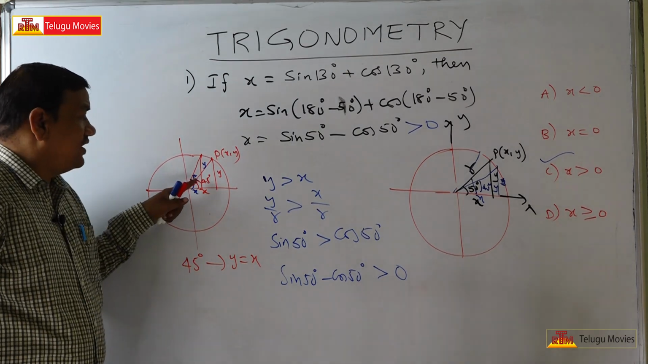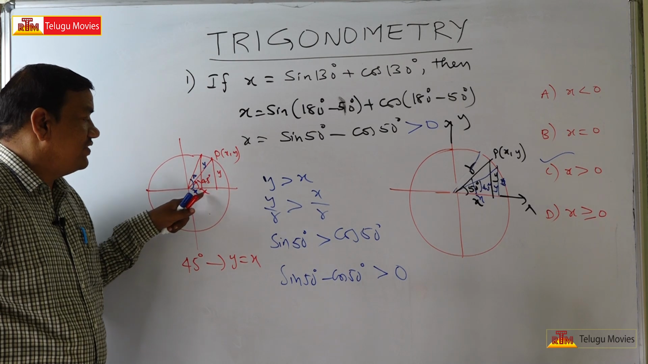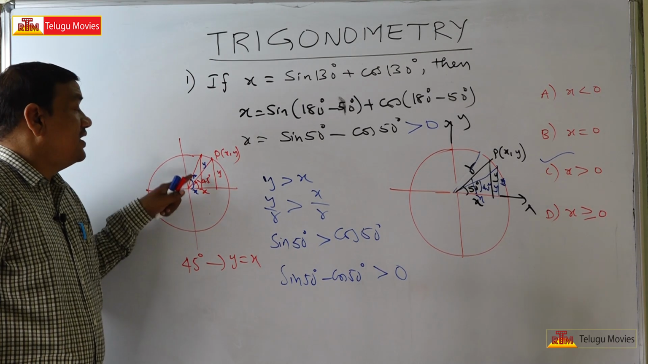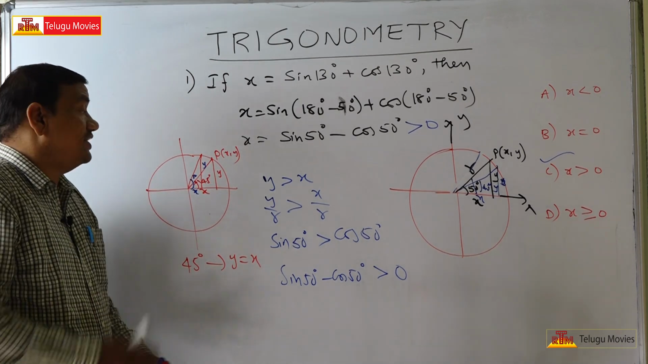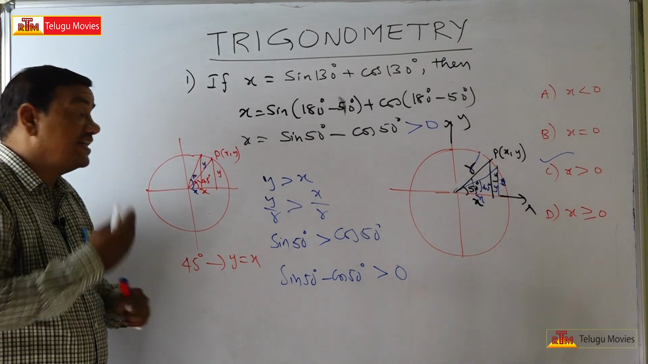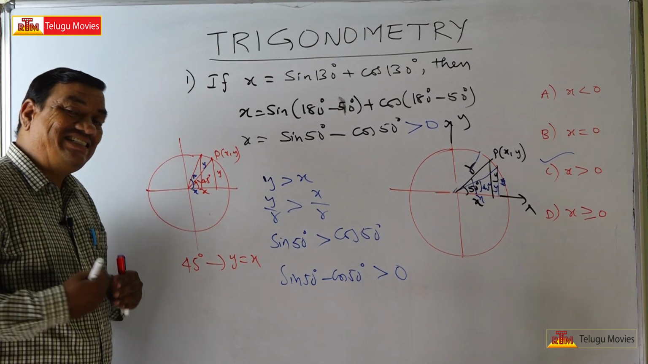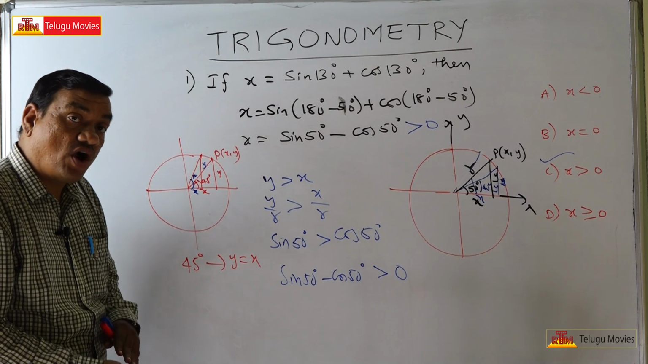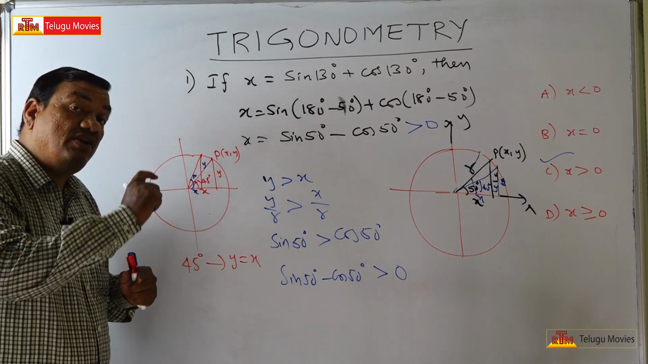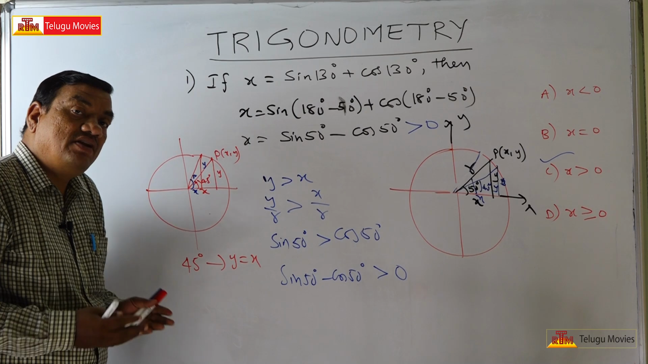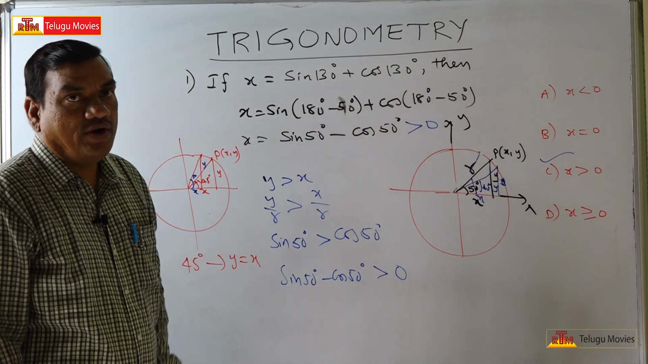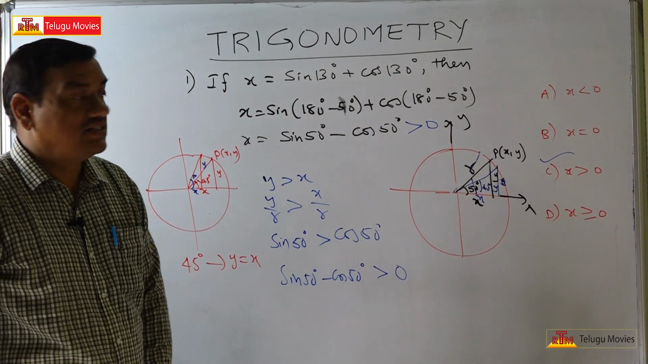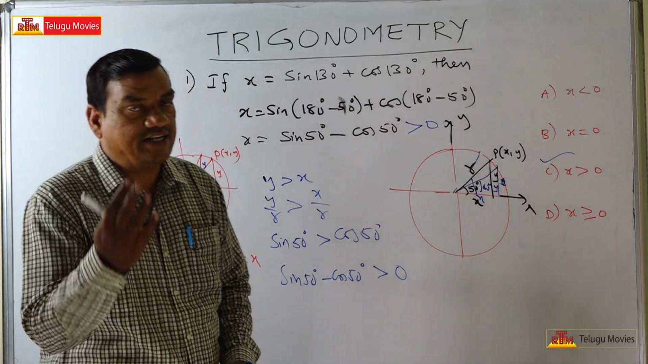The very easy one: if it is 45 degrees, the y value is equal to the x value. If it is 50 degrees, it is increased, that means the opposite side is increased and the adjacent side is decreased. If it is less than 45, then the opposite side will be decreased and the adjacent side will be increased. Okay? I hope you understand this analysis, and let us go for the next problem.